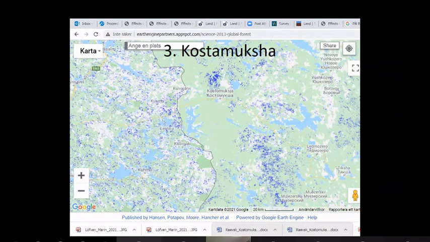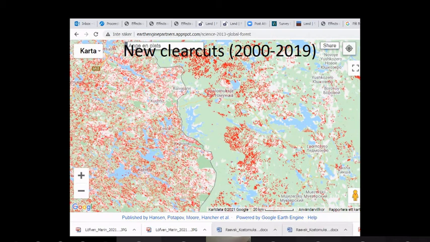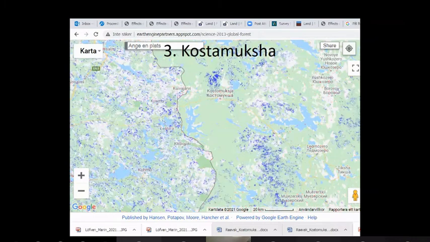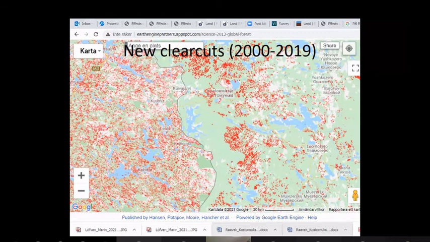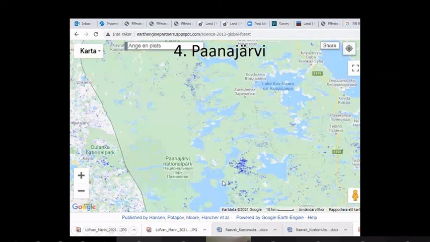This is the Finnish-Russian border. So this is Kastamukshak Zapovednik. Again, the past forest loss, so the gain of young forests. And then this is what happened the next 20 years, so from 2000 to 2019. And again, you see this intensification and spatial expansion. The Zapovednik itself still remains, and you also see this buffer zone on the Russian side of the border. This is this Kovla River catchment. So this is the Panajärvi Reserve National Park, and this is Ulanka.